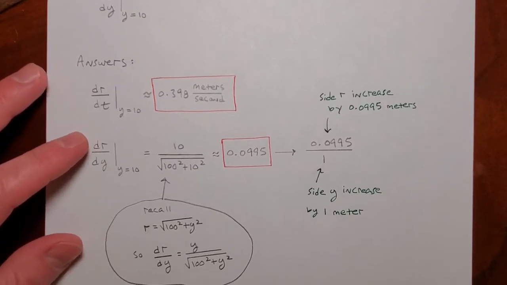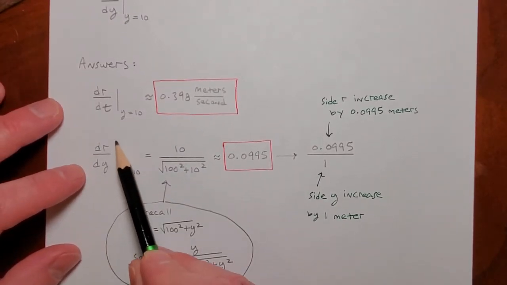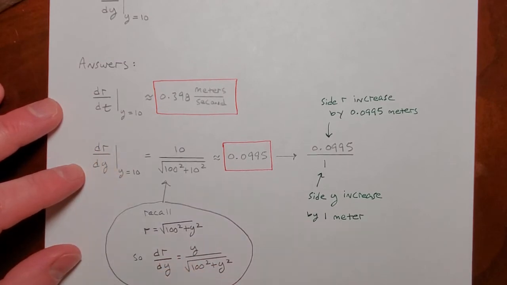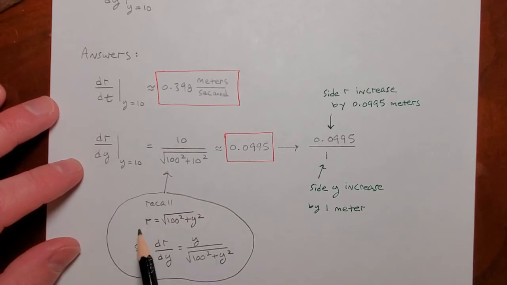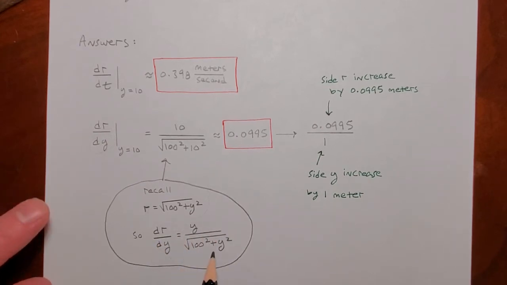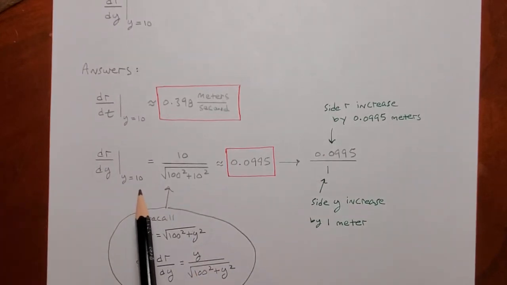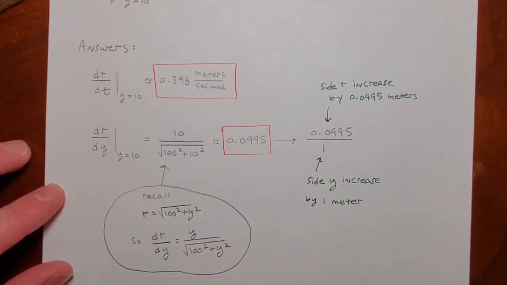So dr over dy. You get that from the function where r is a function of y, okay? All right, and that's this right here. r equals root of 100 squared plus y squared. And we use the rules for finding derivatives, and we get like that. Now, the rules, those were covered in another video. So there it is. There's dr over dy. So then you want y to be 10. Okay, so you put in 10, and you'll get this, and you'll get that.